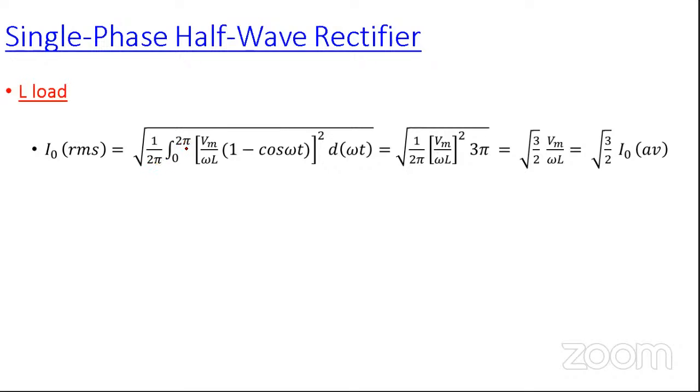1 by 2 pi, integral from 0 to 2 pi, of the square of the current expression, d omega t. After taking integration, you have to put in the limits. Ultimately you will get I0 RMS either in terms of voltage, that is root 3 by 2 Vm by omega L, or root 3 times I0 average. Okay, so this is basically the entire mathematical calculation related to the inductive load.